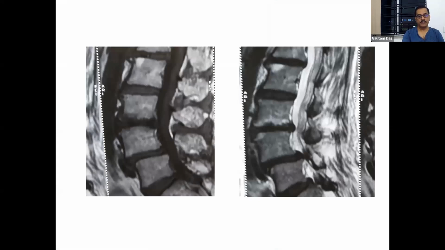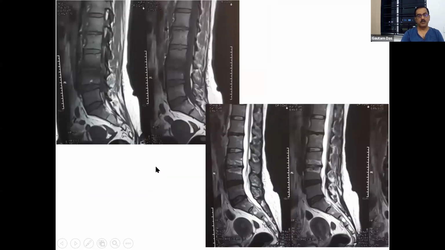So now this is again type 1, and here you see the end plate changes. In T2 it is looking white, in T1 it is looking black. So this is your Modic type 1, and it can cause pain. This is again another Modic change. You see this is taken from the T2 weighted image. This is your T1 weighted image. So this is again Modic type 1. So this end plate is looking white, and here this end plate is looking black in the T1.